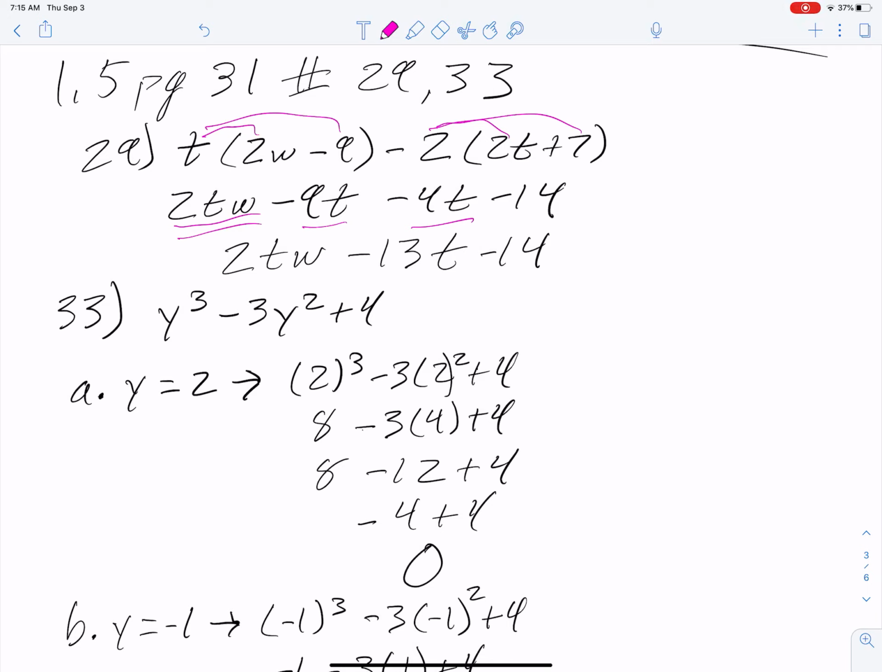And now I start combining any like terms. 2tw has no like term. Negative 9t minus 4t gets me negative 13t. Negative 14 has no like term. I've got my value.